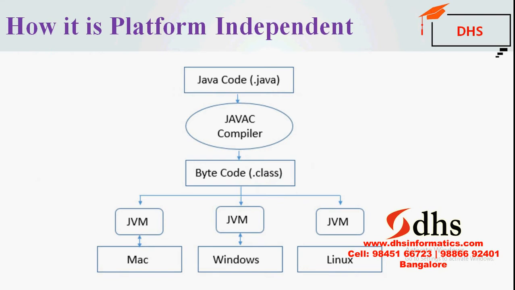So now we have a Java code which is stored as .java, and we are going to compile it using javac, that is the Java compiler, and it is going to generate .class files which are called bytecodes. These bytecodes can be run on Mac, Windows or Linux operating systems using the JVM. JVM is Java Virtual Machine.